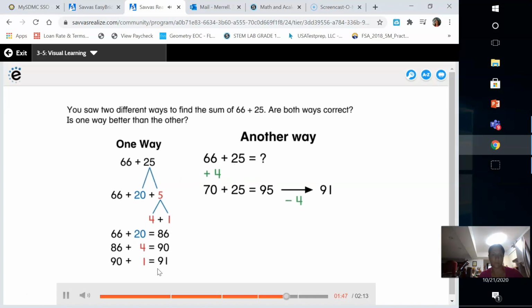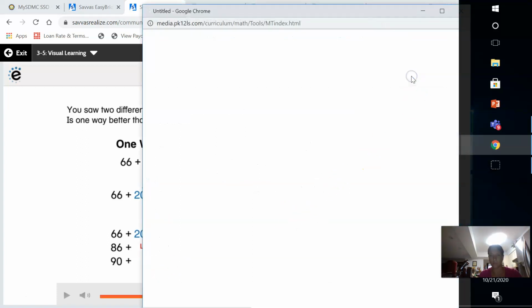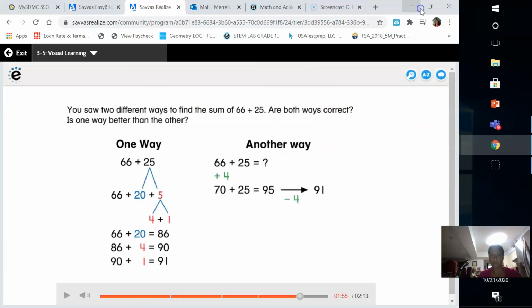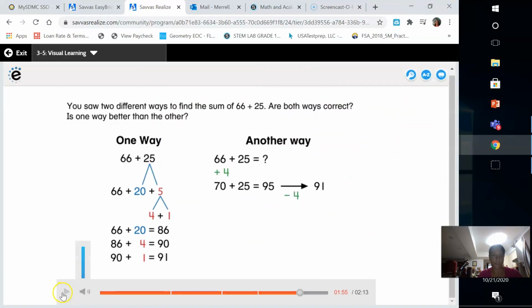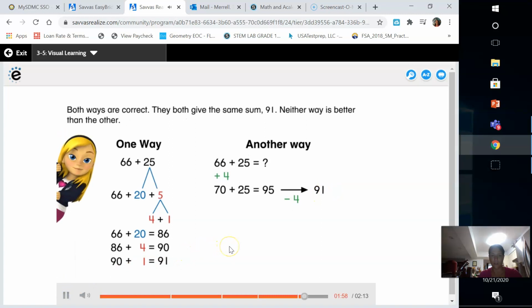You saw two different ways to find the sum of 66 plus 25. Are both ways correct? Is one way better than the other? No, they're both fine. They both came to the same answer. Both ways are correct. They both give the same sum, 91. Neither way is better than the other.